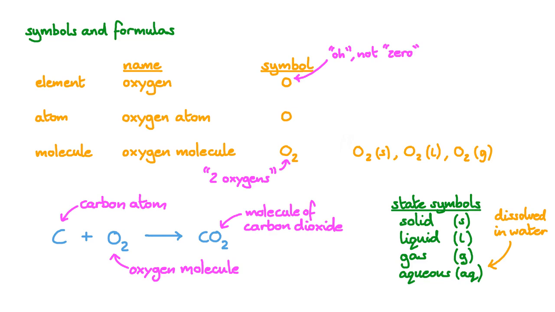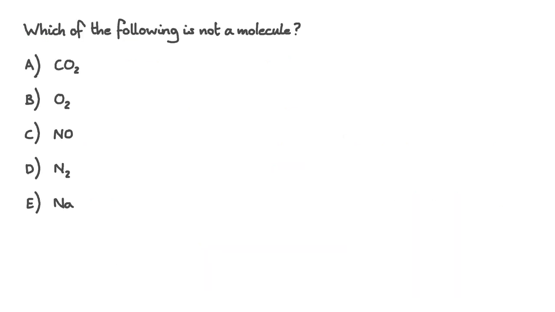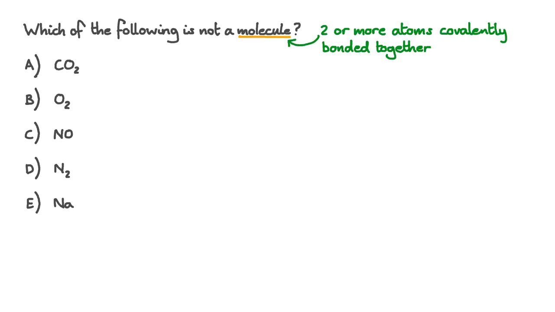We've gone over a lot about atoms, molecules and elements. It's about time we had some practice. Which of the following is not a molecule? A. CO2, B. O2, C. NO, D. N2, or E. Na.